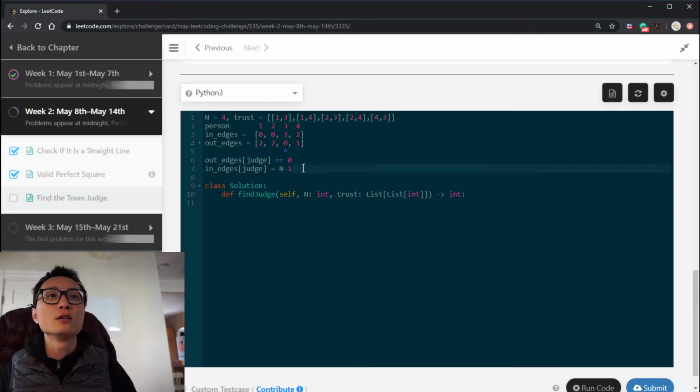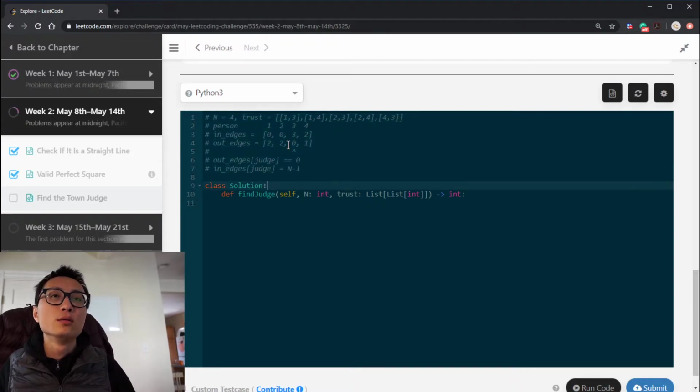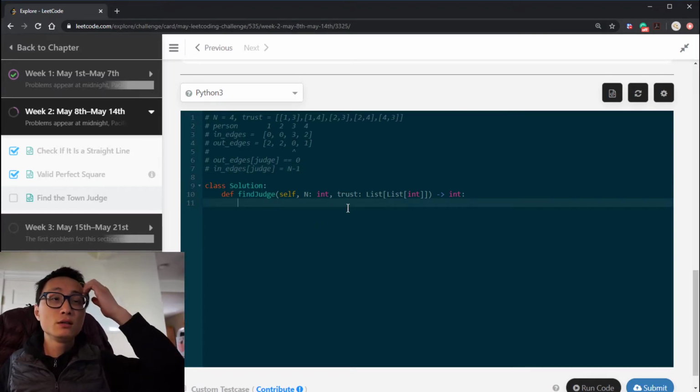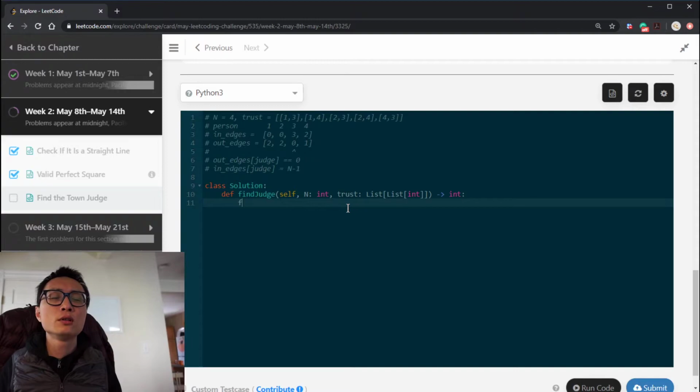So this is just a detailed walkthrough of the example. We're populating the in edge and out edge counts and checking person by person to find the person that has 0 out edges and n-1 incoming edges, and that's the judge. So that's pretty much the solution. Now we're going to translate the above example process into code.